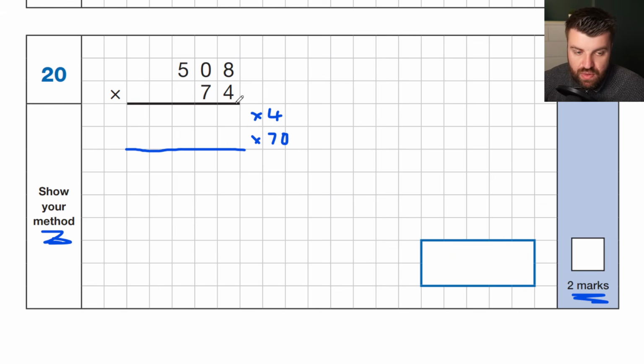So let's start with the 4. 4 times 8 is 32. Now we don't have anything in the tenths, so 4 times 0, so I can just put the 3 straight in. 4 times 5 is 20, and again, I can just whack the 2 straight up because there's nothing left in the question for that row.